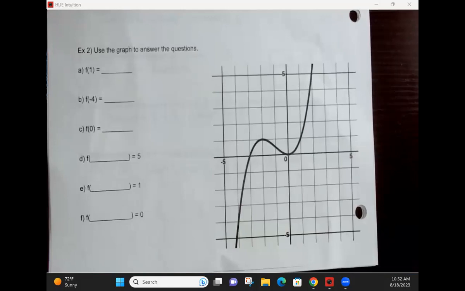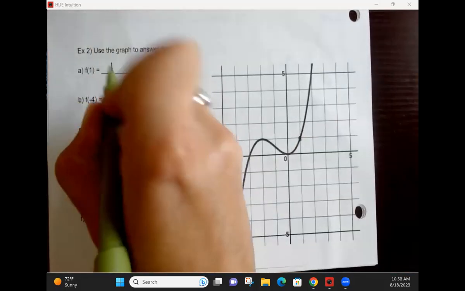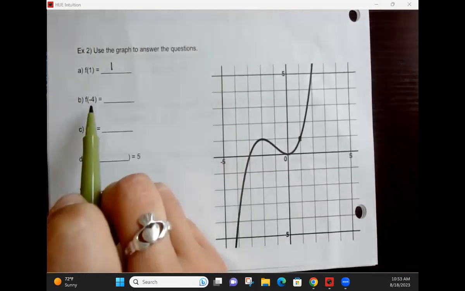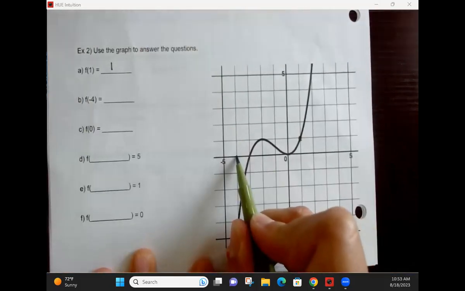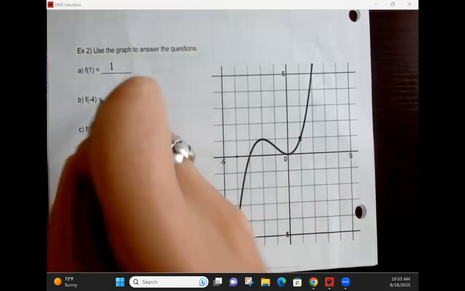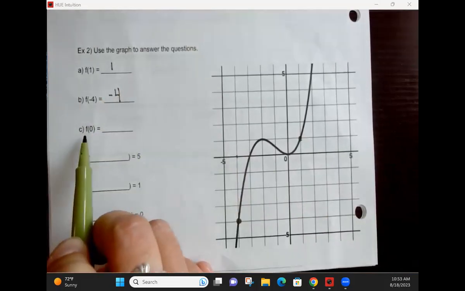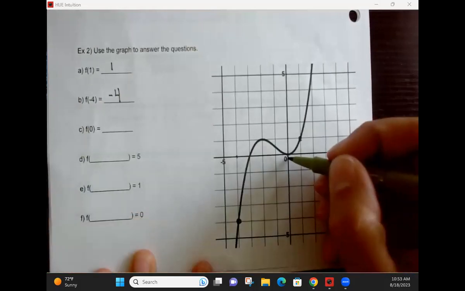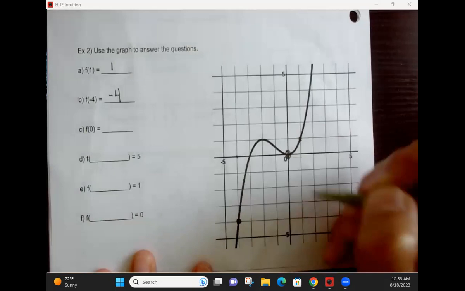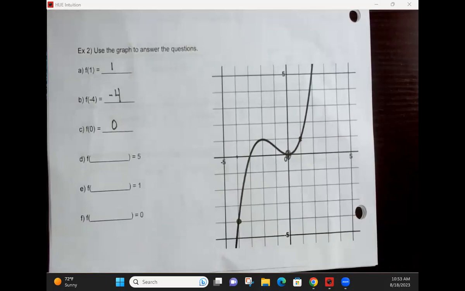So for A, f of 1, when x is 1, y is also 1. B, f of negative 4, so when x is negative 4, follow that to my graph, and my y is negative 4. C, f of 0, so when x is 0, that's right here, my y is also 0. Anytime you're looking at a function, this should be the case where if I give you the input, there is only one output.